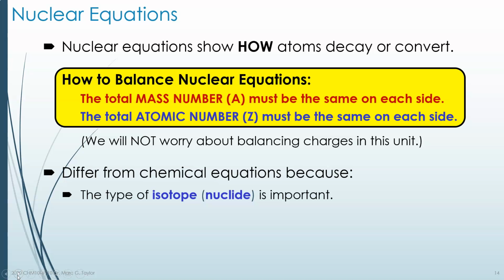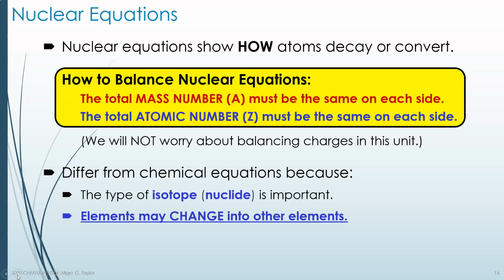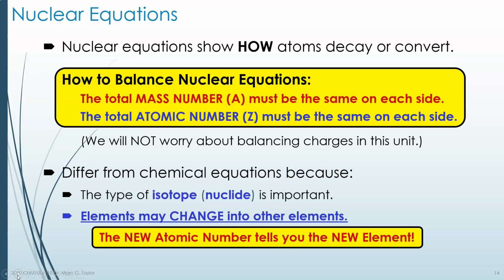Now, they differ from chemical equations because now the type of isotope, the type of nuclide is very important. In other words, elements may change into other elements. Certainly the isotopes of certain elements may change into other elements. Sometimes they're only changing slightly, sometimes they're changing quite a bit. The new atomic number that you get on the right side of the equation will always tell you what the new element is. So when you change an atomic number, you just look on the periodic table to decide what the new element is.